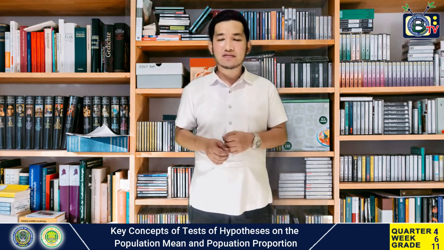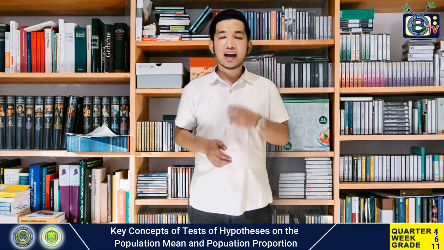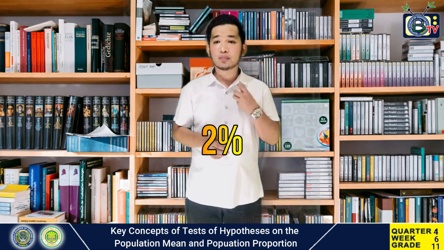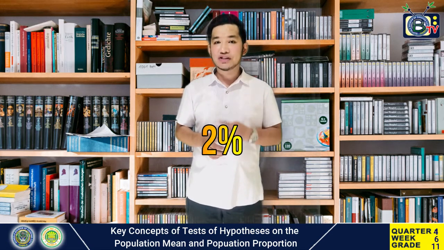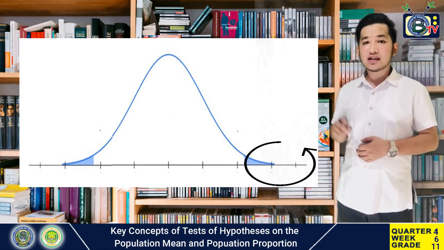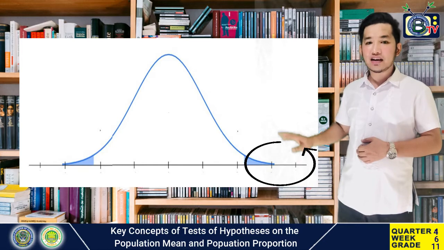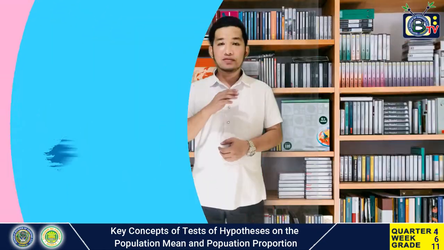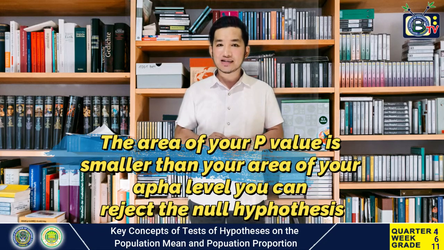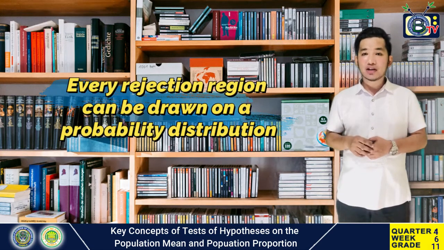The problem that most people have is they look at this value of 0.02 and it doesn't make any sense. But if I change this into a percentage, which would be 2%, the p-value of 2% is saying that there is a small area in this tail here that is 2%. If the area of the p-value is smaller than the area of your alpha level, you can reject the null hypothesis. Every rejection region can be drawn on a probability distribution.